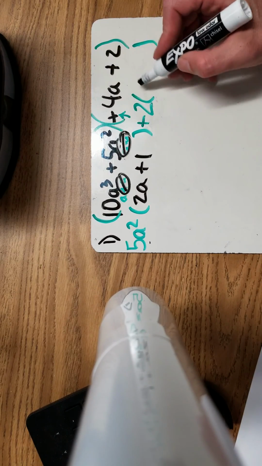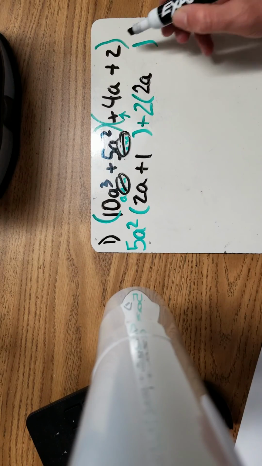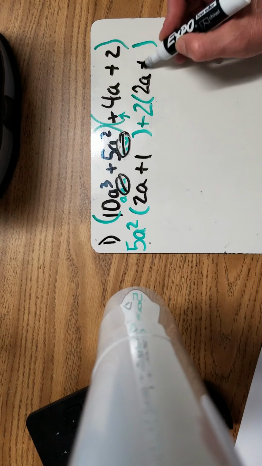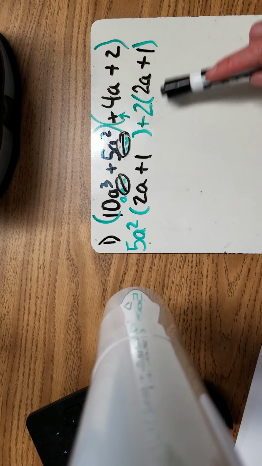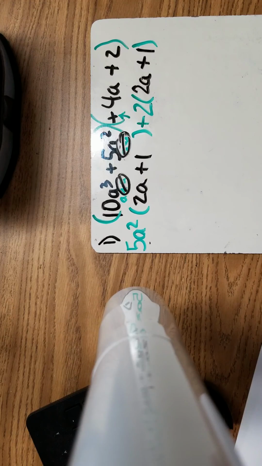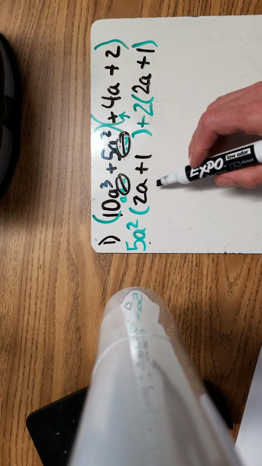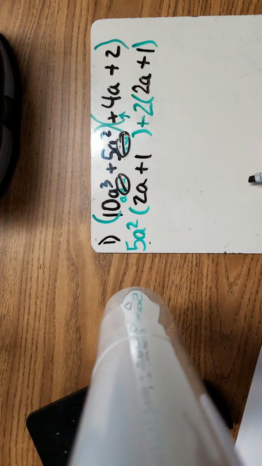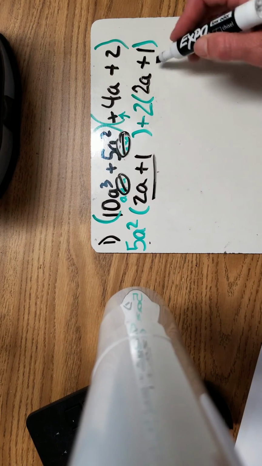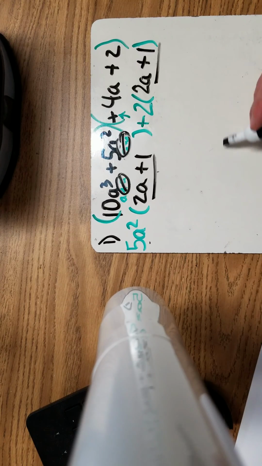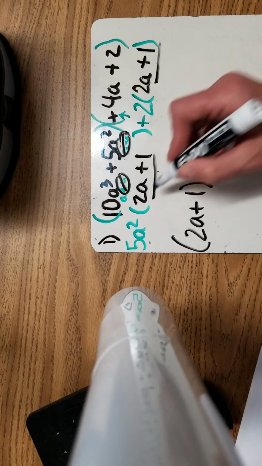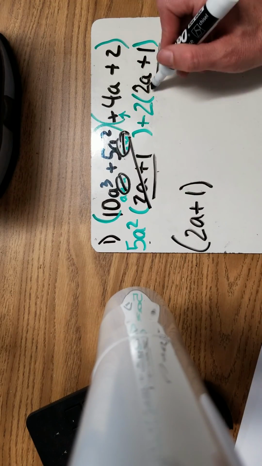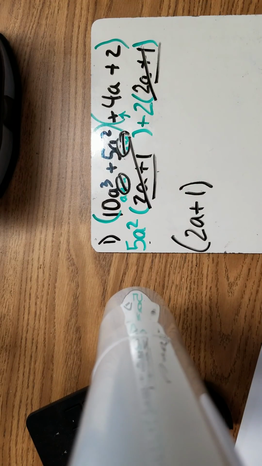So 4a divided by 2 is 2a. And then 2 divided by 2 is 1. Okay. If you notice now, they both have the same factor. That should always happen. If it doesn't, you know you made a mistake somewhere. Okay, so what you're going to do is you're going to factor that 2a plus 1, that matching factor, so this guy and this guy, you're going to factor that out. So 2a plus 1 comes out. So it goes away from that term and it goes away from that term because you're factoring it out.